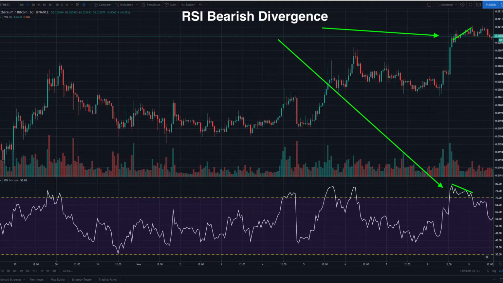So that's a suggestion that maybe the strength is running out of steam, and in this case it works out pretty well. So it's where the market pushes out to fresh highs but the RSI doesn't follow it. That's our bearish divergence setup.